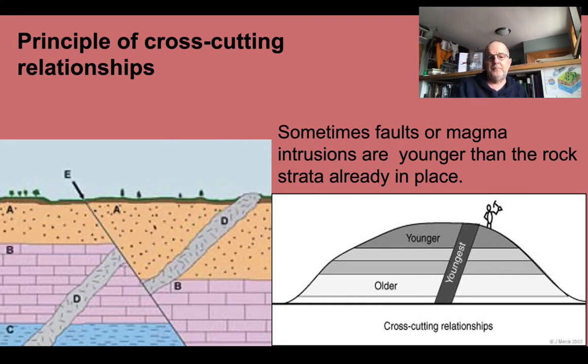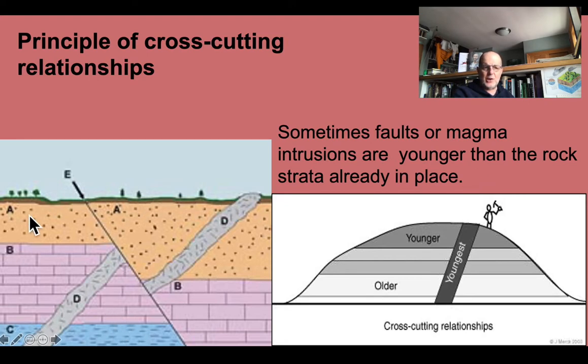In this principle, sometimes faults, where rocks are sliding down against each other. So here would be a fault, a normal fault, where the right side is slipped down in relation to the left side. Sometimes the fault or magma intrusions. Here would be an igneous intrusion into beds of sedimentary rock. The igneous intrusion melting, like the Palisades cliffs across the George Washington, across the Hudson River. Sometimes the faults or magma intrusions are younger than the rock strata already in place.